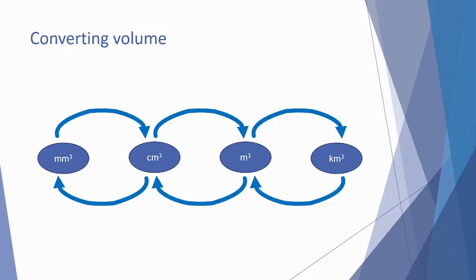Now, converting volume, we use a similar way as what we used when we were converting area and length, and you can click the link at the top to jump to those videos. We have our cubic millimeters, cubic centimeters, cubic meters, and cubic kilometers. Now, to convert between each of these, we use similar numbers, but this time it's to the power of 3. To go from cubic centimeters to cubic millimeters, we times by 10 to the power of 3, or we times by 1,000. And we do that the same for all of those. Now, to go the other way from cubic millimeters to cubic centimeters, we're dividing, and we use those same numbers.